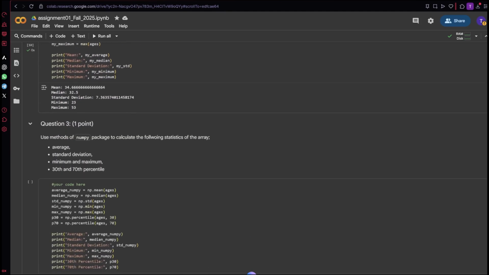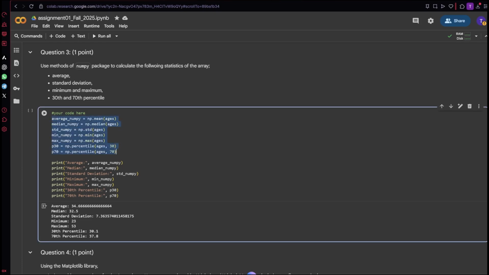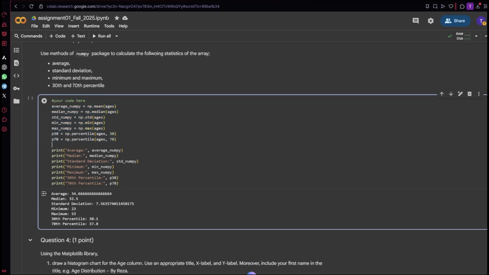In section 3, NumPy statistical functions, I used np.mean(ages), np.std(ages), and np.percentile(ages, 30), and np.percentile(ages, 70). Parameters are the input array and percentile values. These functions are much faster than manual calculations because they are optimized. In ML, they work on entire arrays at once, which is essential for large datasets.